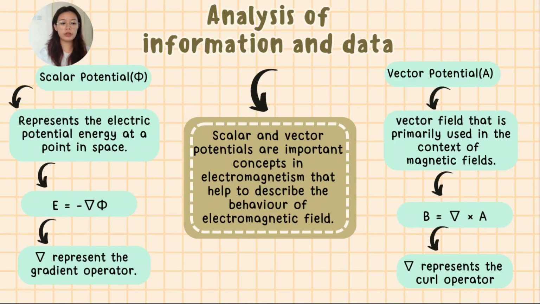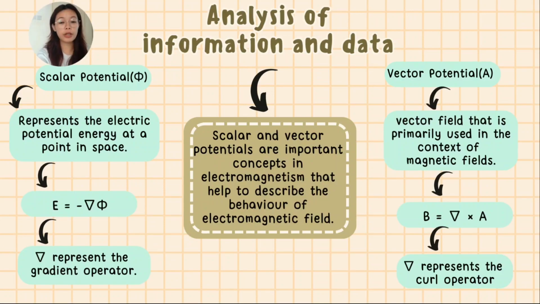So, the scalar potential is often denoted as V, which is a scalar field that represents the electric potential energy at a point in space. So it is related to the electric field through the gradient of V, where in this equation E equals negative nabla V, in which nabla represents the gradient operation.